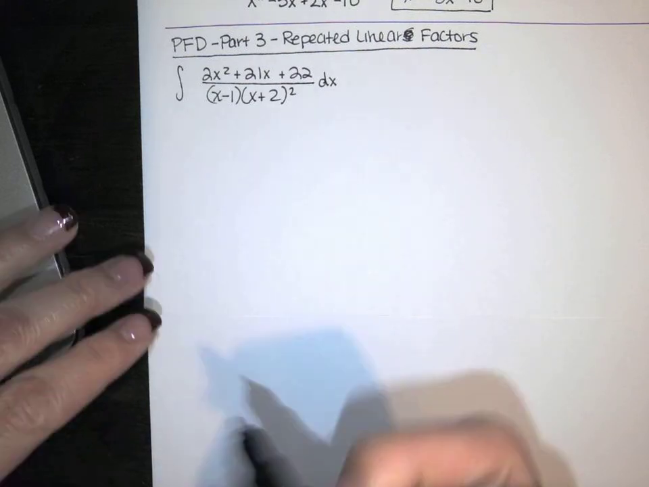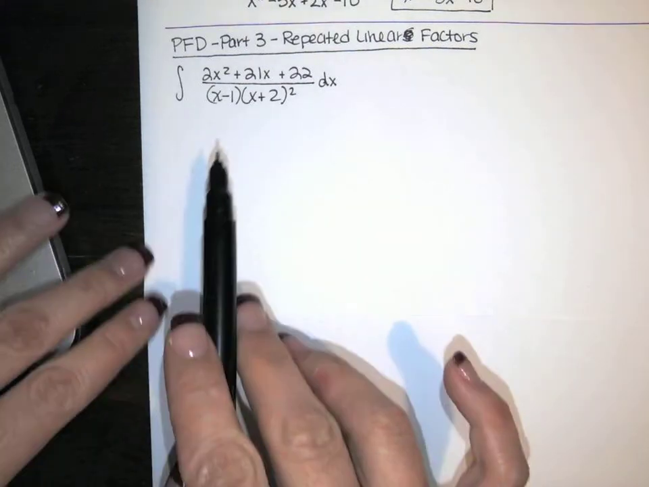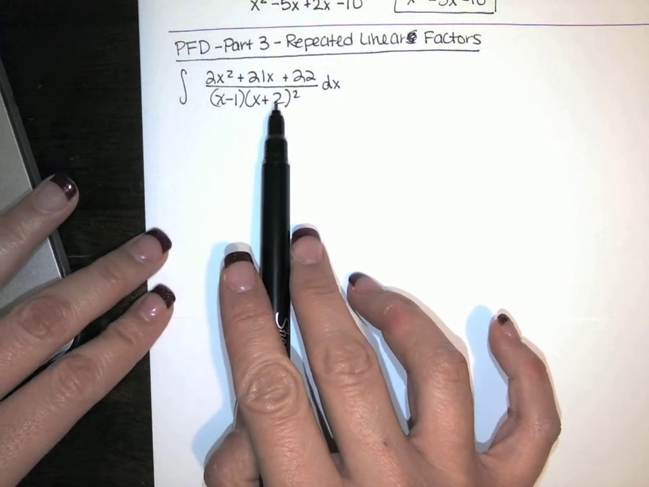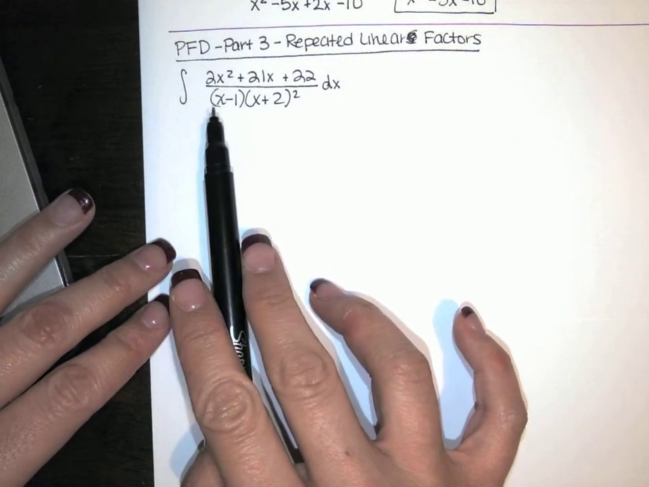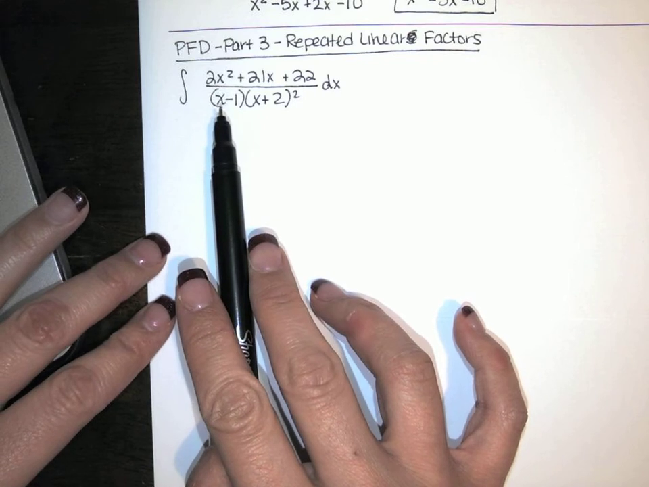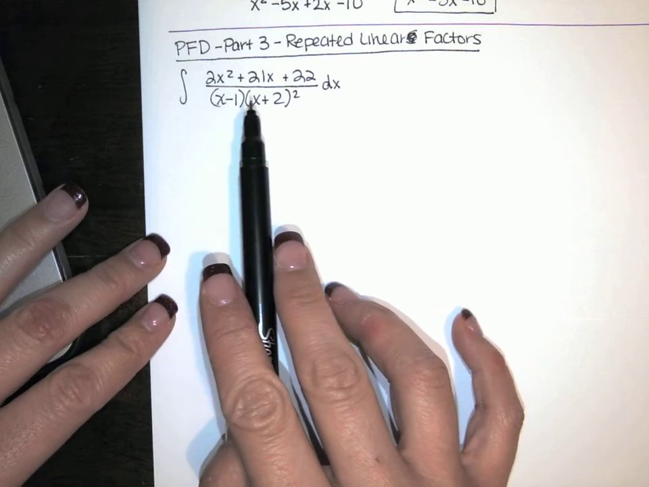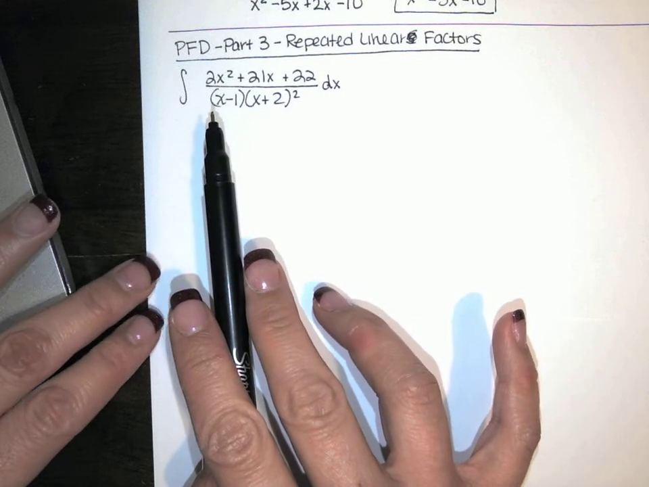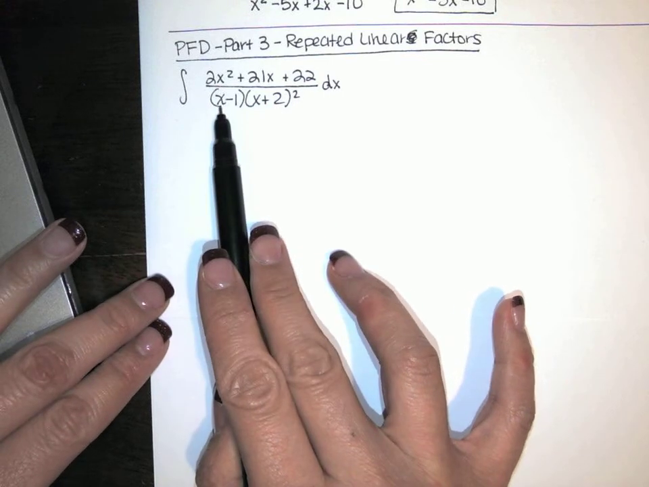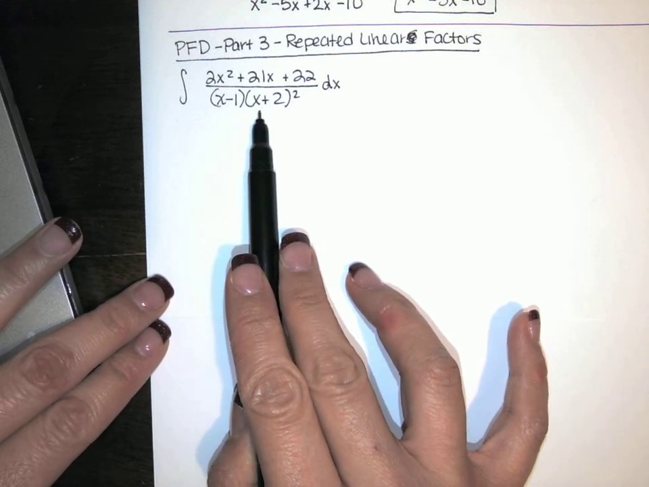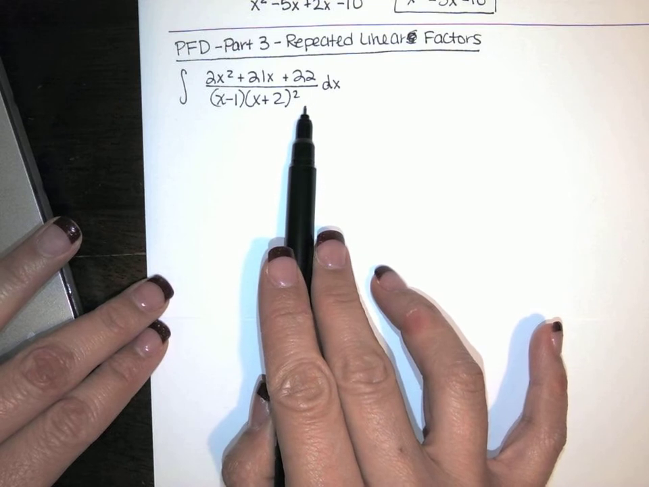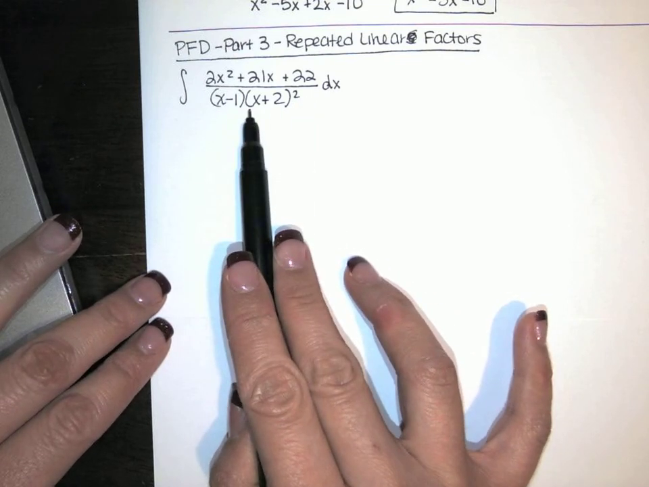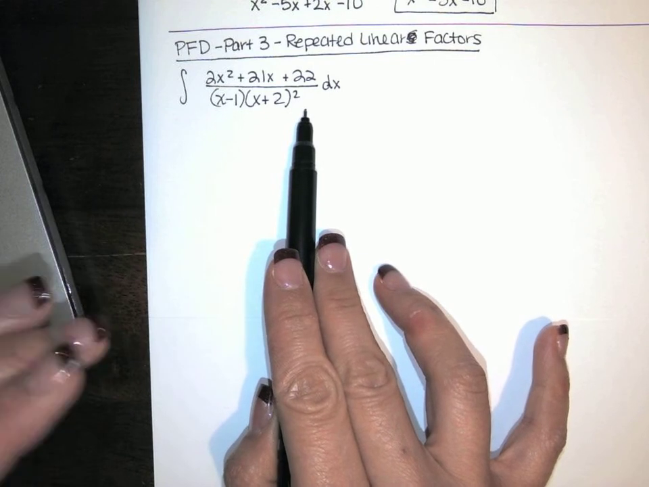decomposition. Also, you should note that if I were to expand this denominator, this is an x plus 2 times an x plus 2 times an x minus 1. Those are 3 factors. So if I multiply all 3 of those linear factors together, I'm going to end up with a cubic polynomial in the denominator. I'm going to have an x from here and an x from here, eventually multiplied by the x from the third factor, the other x plus 2.